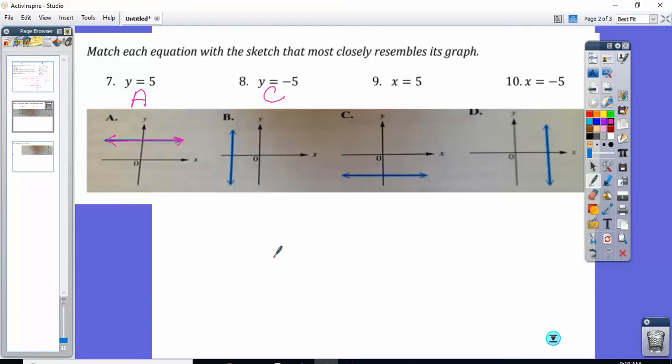Number 9, x equals 5. So x equals is a vertical line at +5. So that would be D. And number 10, x equals -5. So that would be a vertical line at -5. So that's B. Those, okay?